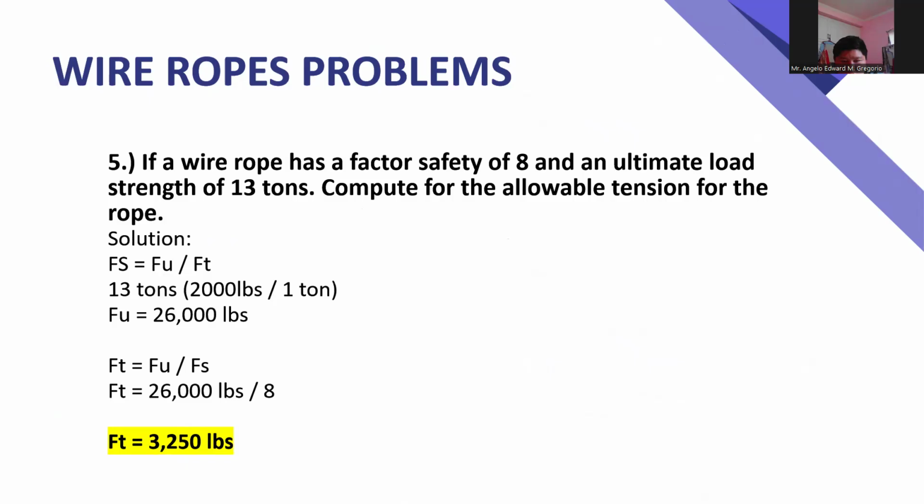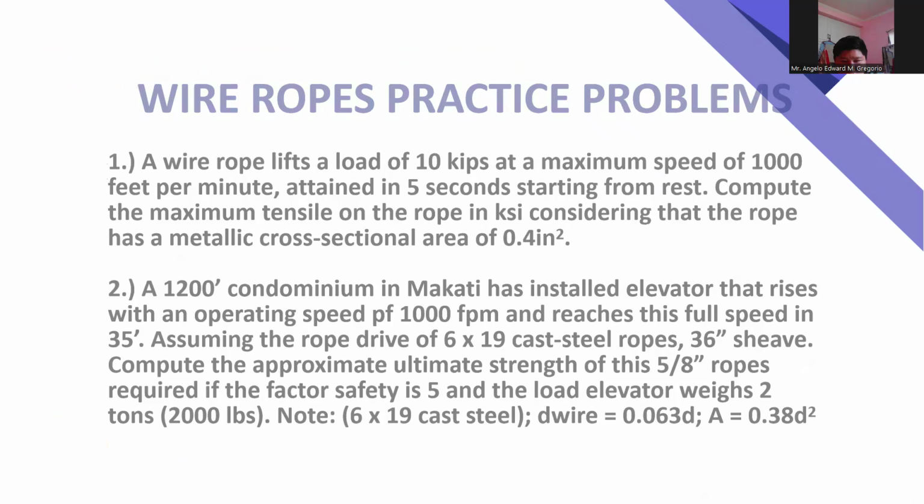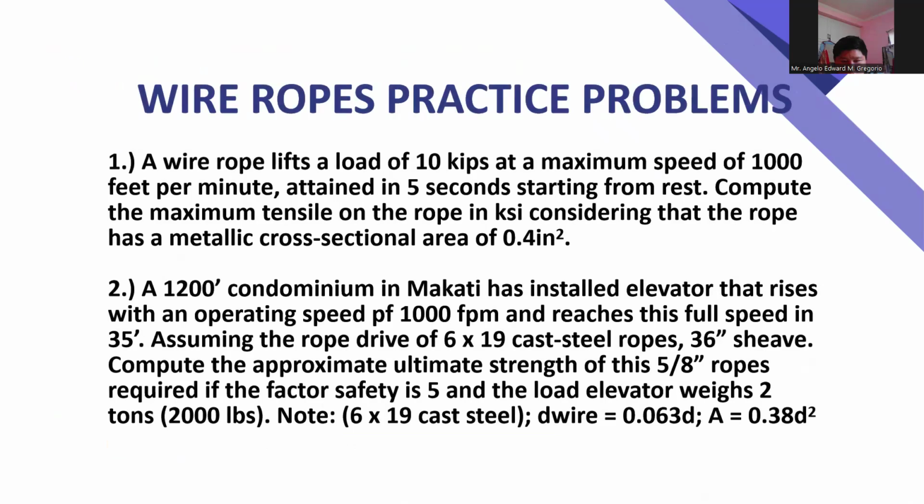Now, here are five practice problems for you to answer. Number 1. The wire rope lifts a load of 10 kips at a maximum speed of 1,000 feet per minute, attained in 5 seconds starting from rest. Compute the maximum tensile stress of the rope in ksi, considering that the rope has a metallic cross-sectional area of 0.4 square inch.